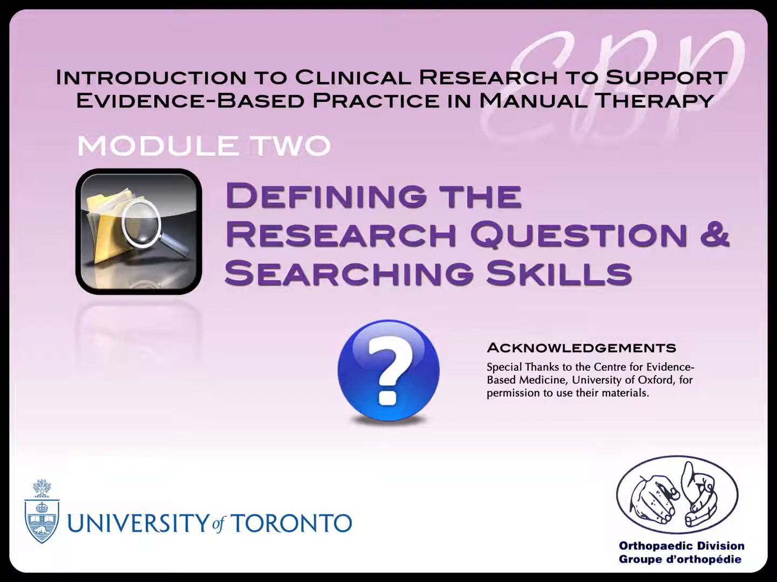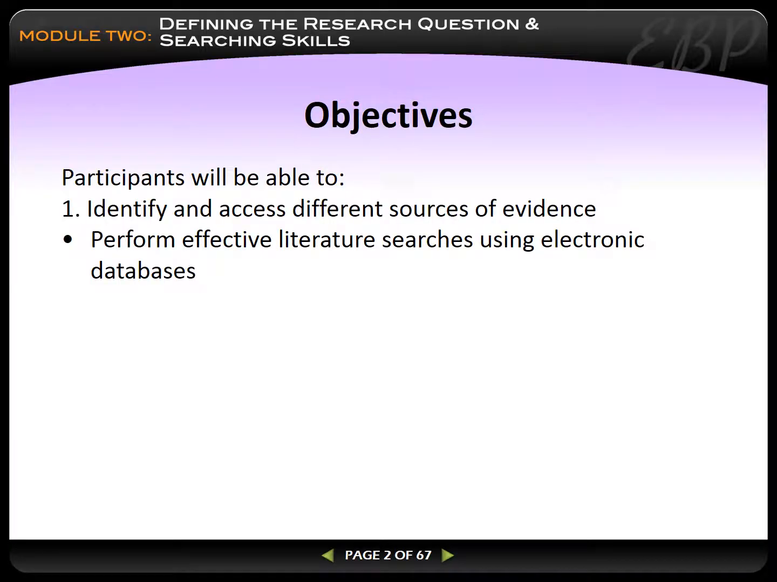Welcome to Module 2, Part 2B. In this section, we'll be searching the research literature. So the objectives will be that you'll be able to identify and access different sources of evidence and perform effective literature searches using electronic databases.